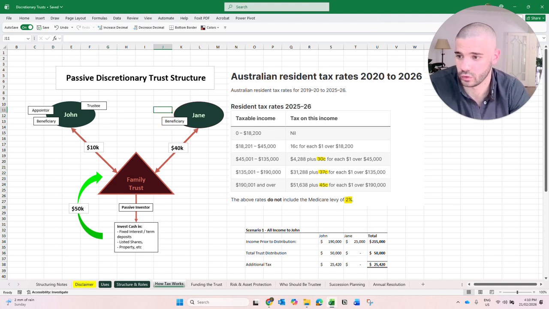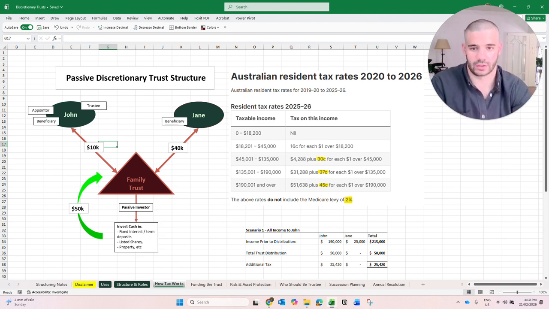In this example, we've got two beneficiaries, John and Jane, and we're saying they're husband and wife. John is acting as the trustee and the appointer and is also a beneficiary, and Jane is a beneficiary as well. And so, for example here, that $50,000, we can split that however we want between John and Jane. And that's the whole point of being a discretionary trust. Every year we can change it. So for example, we can give $10,000 to John and $50,000 to Jane. Now, why would we want to change these around?